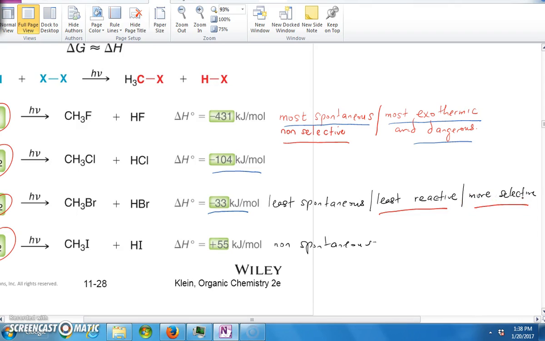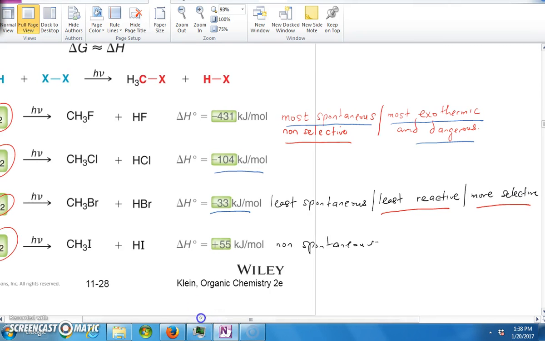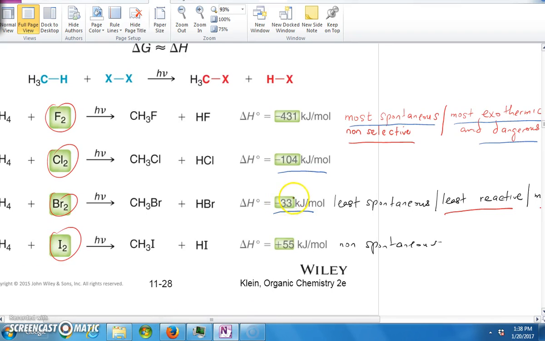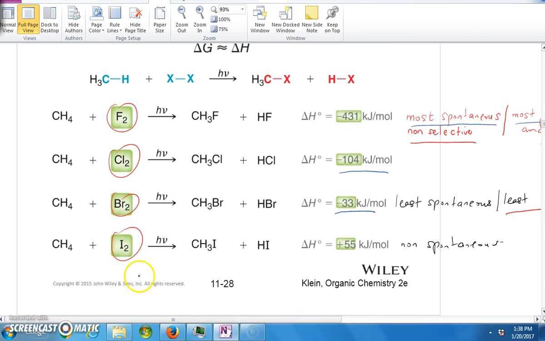I'm sure you know that there is an inverse relationship between selectivity and reactivity. The more reactive a reaction is, the less selective. Because if something is too reactive, that means it's going to give all kinds of products. That means it's going to be less selective. But if it is less reactive, it's going to be more selective. And so you can see here that the amount of heat that is released in the case of the bromination is much less. And of course, when you look at iodination, you can see that it's non-spontaneous, and because it's non-spontaneous, it's not going to really have any use in organic chemistry.